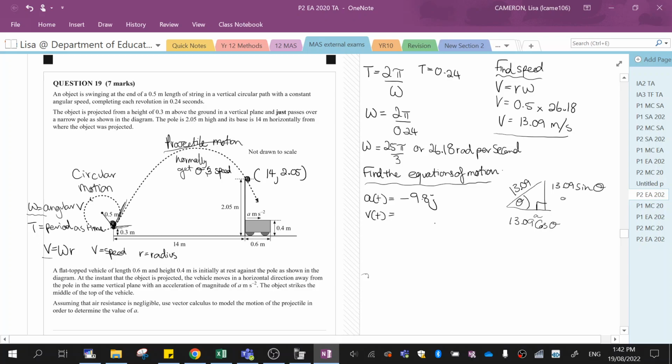So we're going to be integrating our acceleration function, and we're also going to be accounting for those speeds. So Vt is equal to, our I component will be 13.09 cos theta I plus 13.09 sine theta. Now that J component also has this part. So we're going to integrate that portion too. So minus 9.8, and it gets a T on it, because when we integrate it, we add on that variable. Okay, and that is its motion in the J direction.